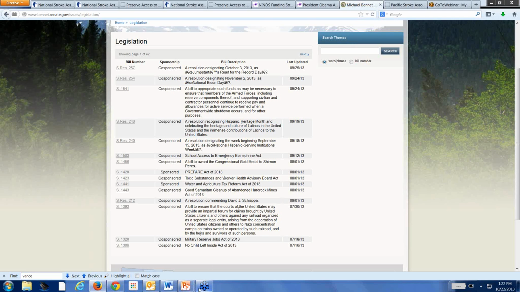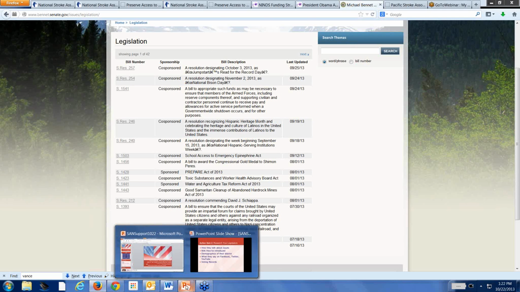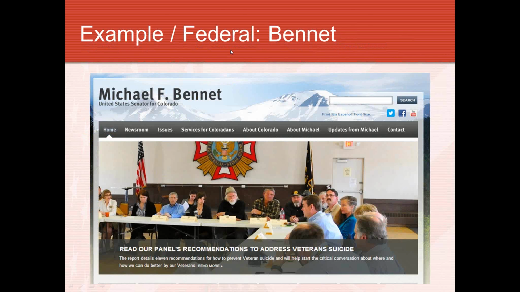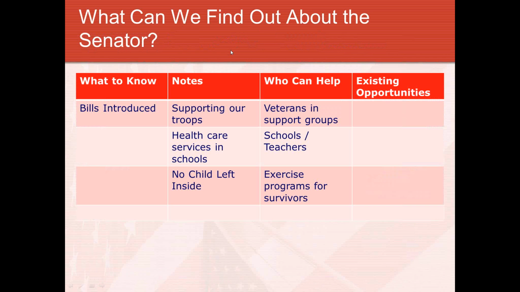So in order to do that, I've taken a look, as I mentioned, at his legislation and made a little chart for you because I'm kind of the chart person on some of the different things that we can find out about them, and you can do a very similar chart for yourself. So Mr. Bennet, we've seen what bills he's introduced. He's doing some work supporting our troops, so maybe you've got some veterans in your support groups who may be people who could communicate with him.